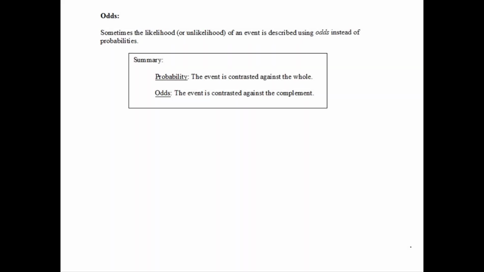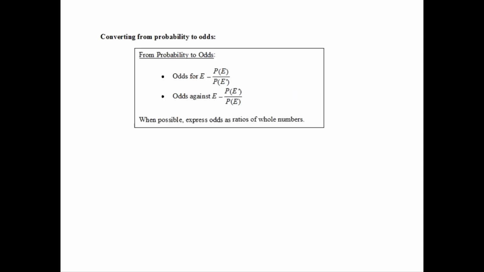Let's talk about odds. Sometimes odds are used instead of probabilities to describe how likely an event is. The general idea is that in probability, we contrast the event against the whole. In odds, we contrast the event against the complement. That ends up giving us a couple of formulas.